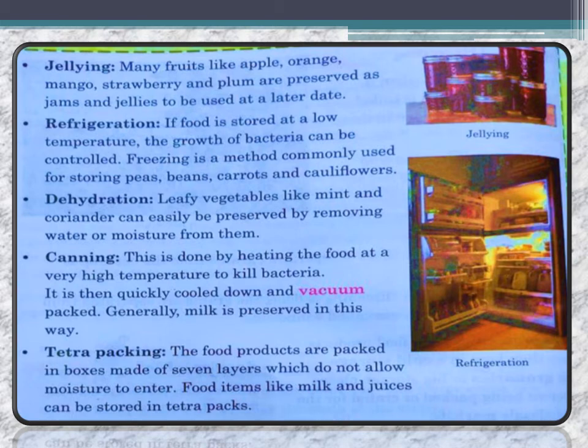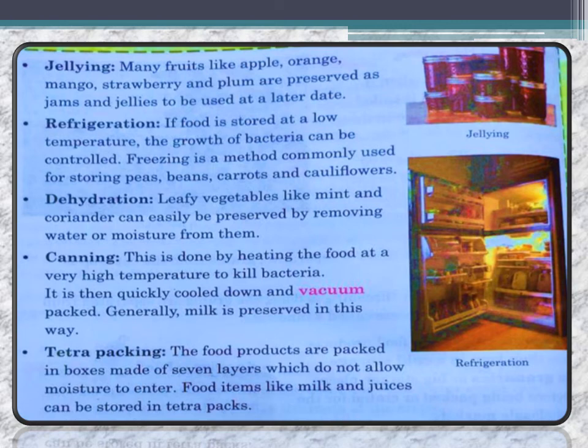Now many fruits like apple, orange, mango, strawberry and plum are preserved as jam and jellies. And there is also an expiry date on every eatable item. So till that time you can use those items. So you can make pickles and preserve, you can make jam and jelly and preserve the food.